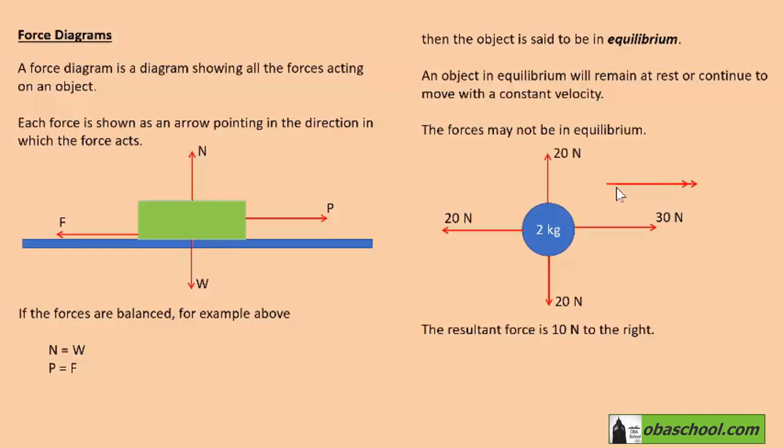Acceleration in these diagrams is often represented with a double-headed arrow. This object will accelerate in this direction because of the resultant force being in this direction. Using F equals ma, we have 10, which is the resultant force, equal to the mass times the acceleration, and therefore the acceleration here would be 5 meters per second squared to the right.